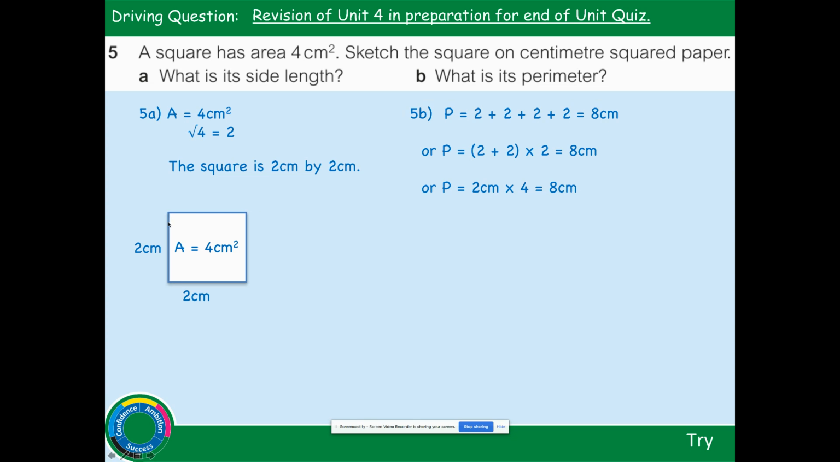When I know I've got rectangles and squares, what I like to do is just do 2, add 2, and then times it by 2. So 2 add 2 is 4, times 2 is 8. Or you could just do, for the regular shapes, I've got a 2 centimetre side and I've got 4 sides, so just go straight into 2 times 4, which is 8. Okay?